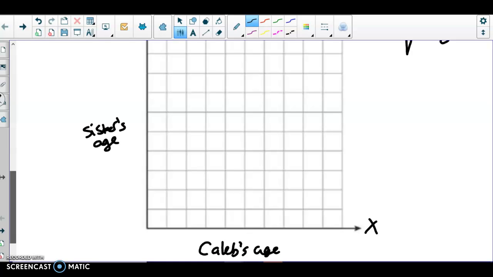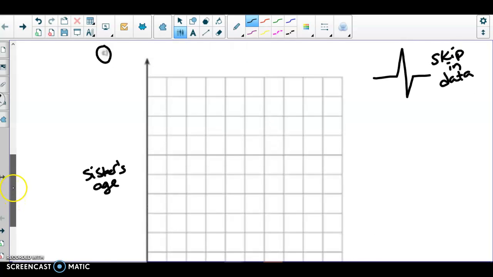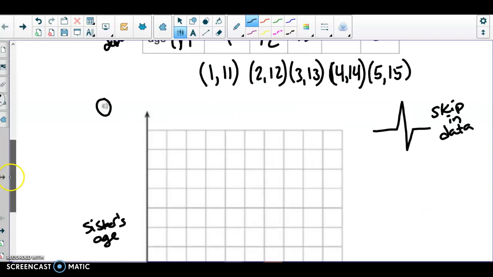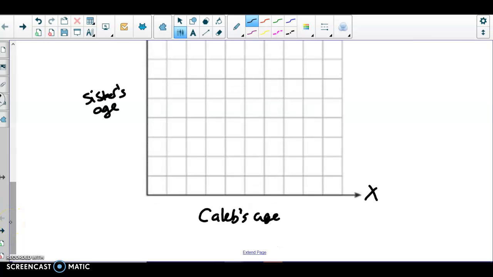Now if you notice, these are two number lines. A number line going horizontally and one going vertically. And I need to take the numbers that go along with Caleb. Next to Caleb are 1, 2, 3, 4, and 5. That's a nice interval. I'm going to go ahead and use that. This one would be 0, 1, 2, 3, 4, 5. You could continue going, but you don't necessarily have to.